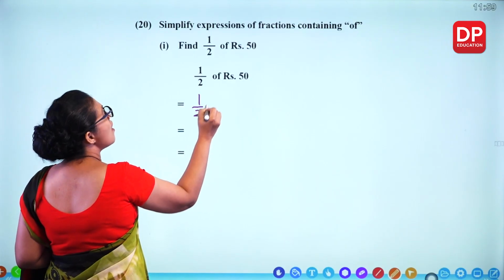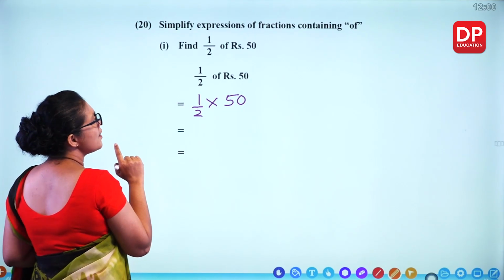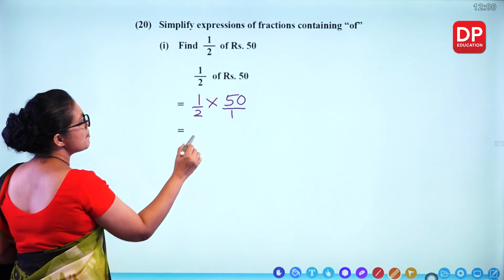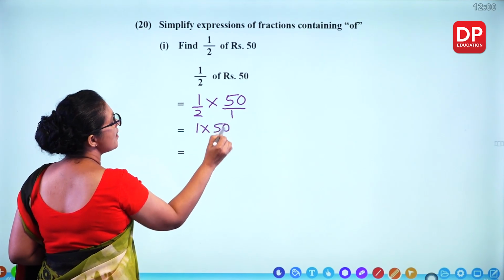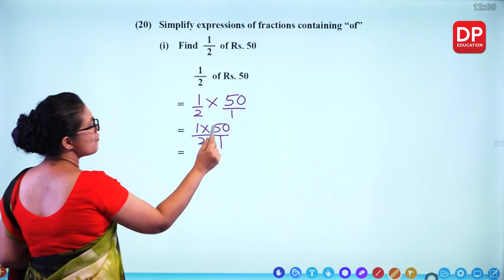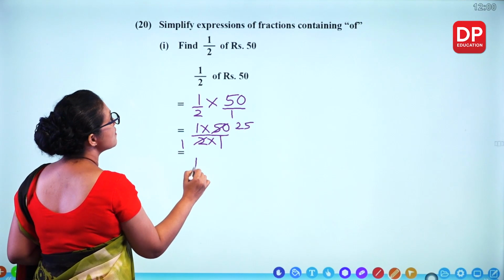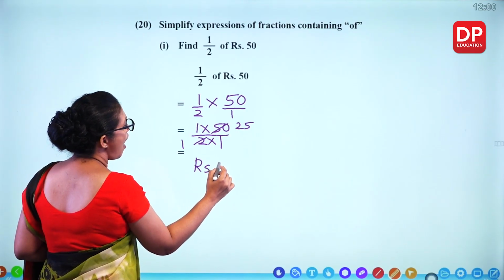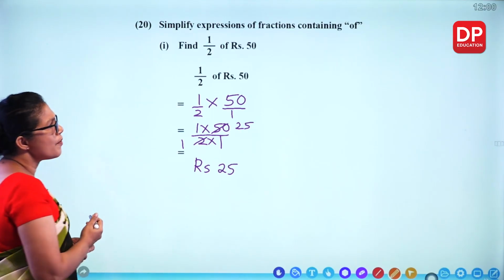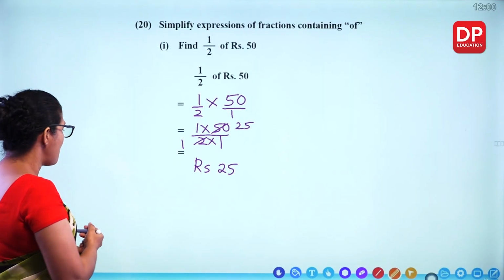Half of means multiplied by 50. So you can write this as 50 over 1. Multiply the numerator separately and the denominator separately. So 50 and 2 you can simplify and write 25. So what's half of 50 rupees? 25 rupees. So "of" means multiplication in mathematics.